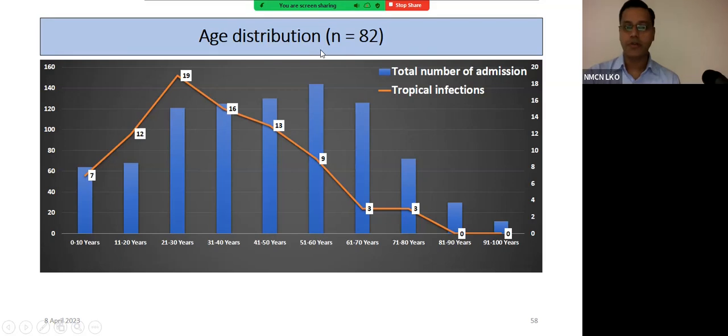Age distribution of total number of patients admitted, tropical infection patient admitted in CCM. Here in this graph, we can see that these are the age distribution of the patients. The blue bar represents the total number of patients admitted in CCM, and the orange graph is representing tropical infection cases admitted in CCM. As you can see that the maximum number of cases admitted of tropical infection in CCM belong to age group of 11 years till 50 years, which represent the most productive years of life.